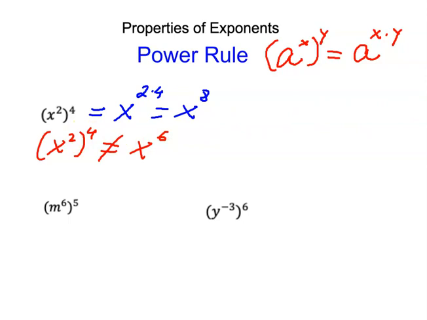All right, so let's look at the next problem. Again, try this one on your own. I'm gonna give you a second. Yeah, you guessed it right. So it's m to the 13th power because we multiply 6 times 5. Okay. So sometimes we do have negative exponents, so you might have negative 3 times 6, which is gonna be y to the negative 18th power.